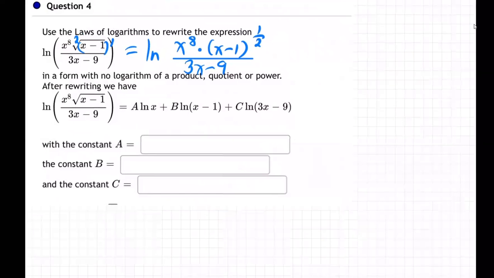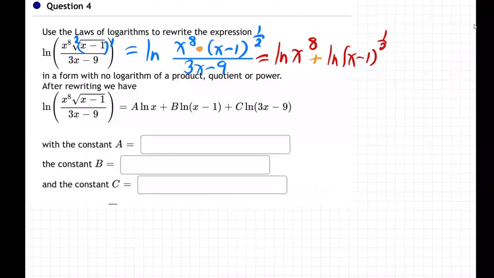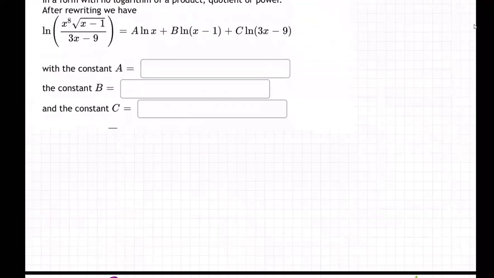All right, okay, so what now? So now we can break that into 3 logs. We can say, oh, this is ln of x, and then this times right here is going to become plus. And then the next log, ln of x minus 1 to the half. And then this dividing bar is going to become subtraction. ln of 3x minus 9. Oops.